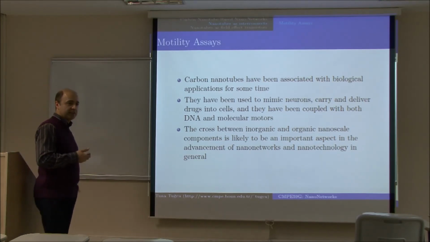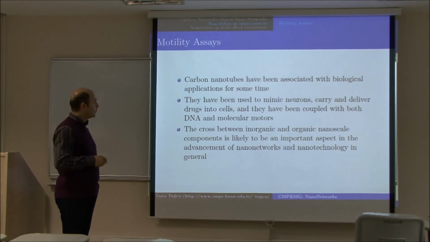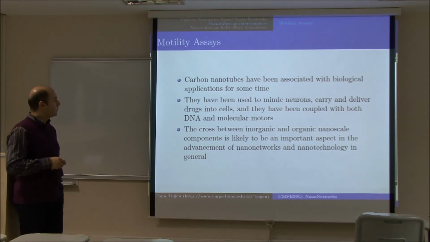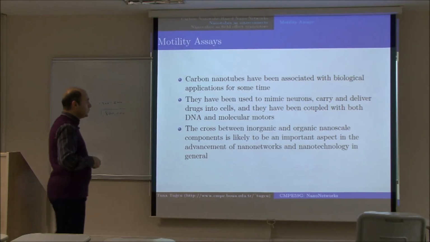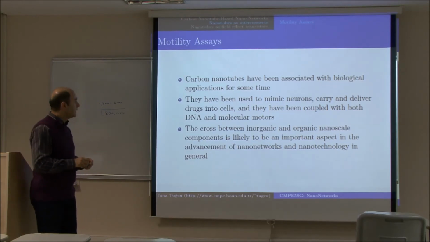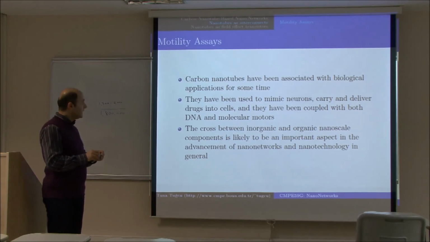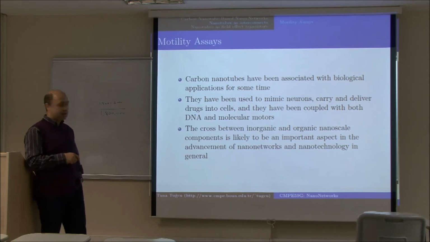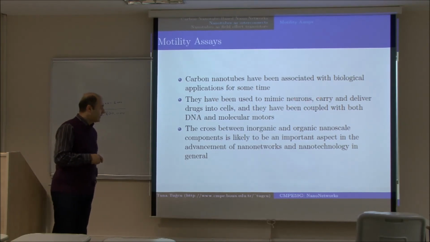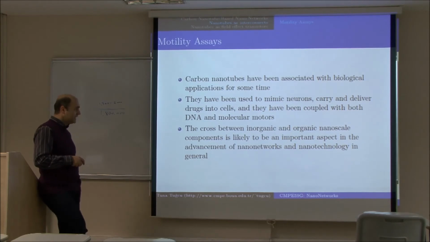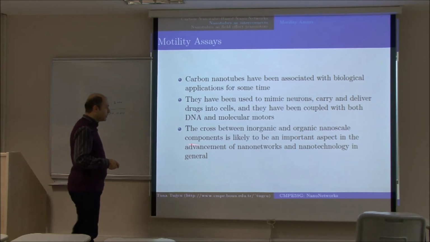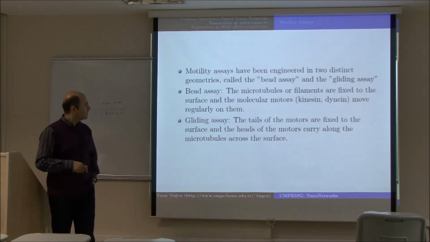Now we can talk about the motility, that is, the movement assays for these carbon nanotubes used in conjunction with microtubules. Carbon nanotubes have been associated with biological applications for some time, and they have been used, for example, to mimic neurons carrying and delivering drugs into cells, and they have also been coupled with both DNA and molecular motors. And there is therefore some cross between the inorganic and organic nanoscale components. And this is important for the advancement of nanonetworks and nanotechnology in general.